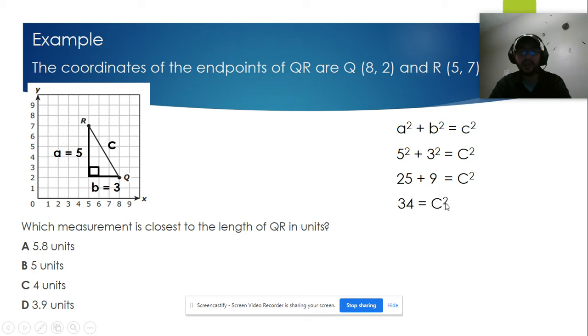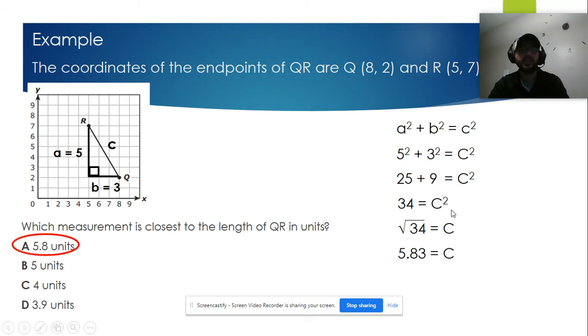But this is the area, and I want to know the length. So I need to find the opposite of the square, which is the square root. Well, the square root of 34 is 5.83. So what is the closest measurement? It will be letter A, 5.8 units.